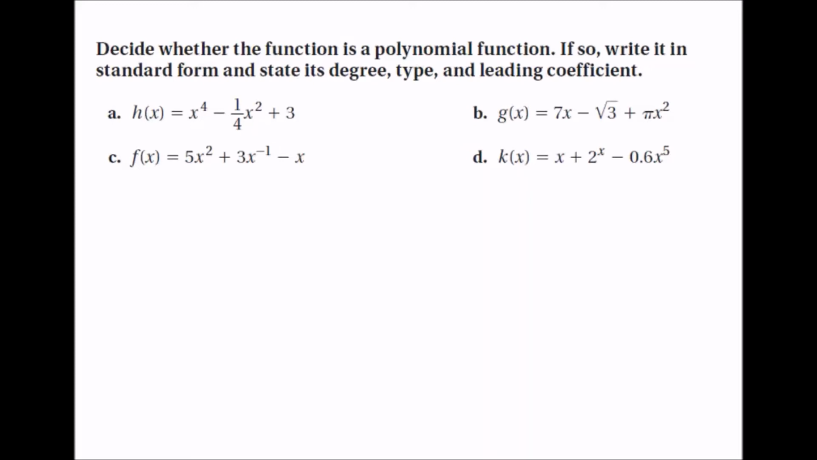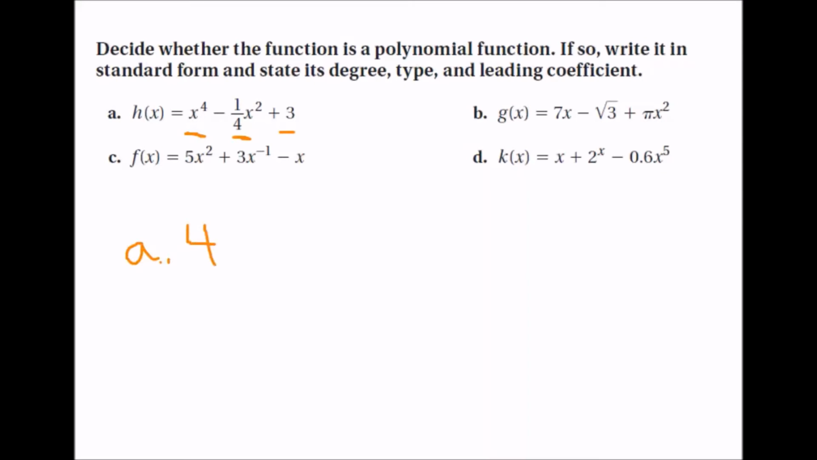It's h of x equals x to the fourth minus 1/4 x squared plus 3. That's a polynomial function. It doesn't have any weird exponents. It's already in standard form because the highest exponent is first, then the next one, then the lowest exponent. We need to state its degree. The highest exponent gives the degree for the function. So the degree for a is 4.